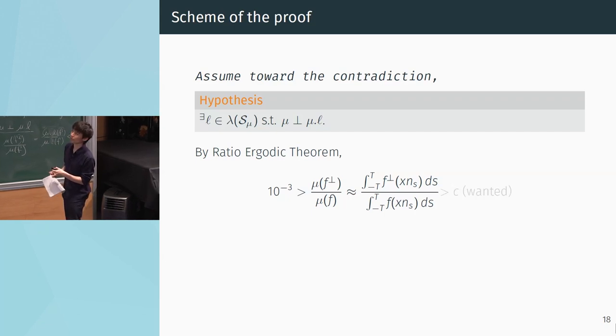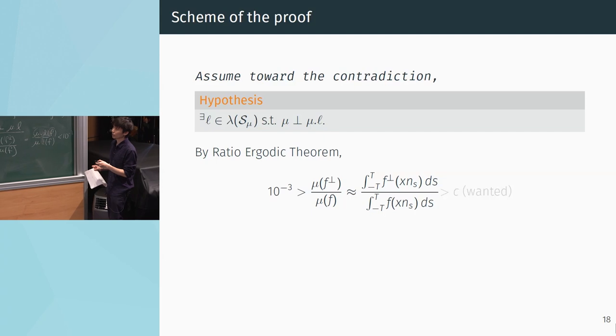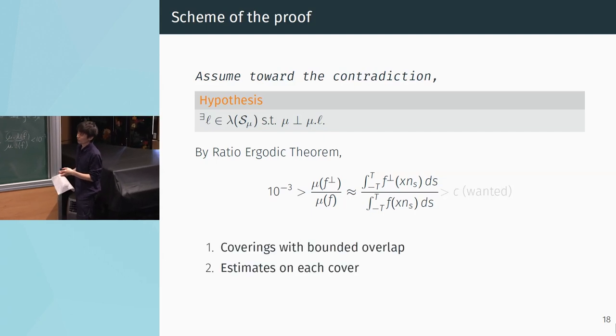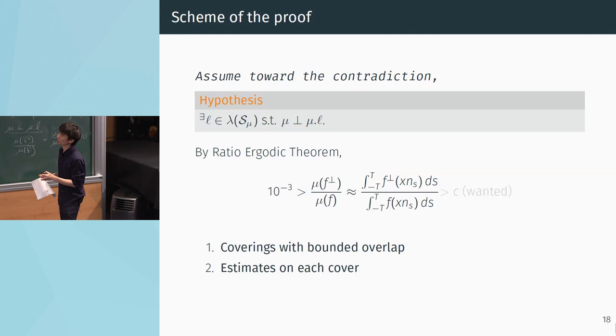Okay, if you know C from the beginning, then you can choose this to be, say, C over 2, and you will get a contradiction. Okay, so what you can try is the following. So what you're going to do is, maybe you can hope for the following.